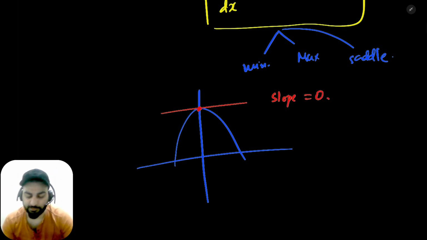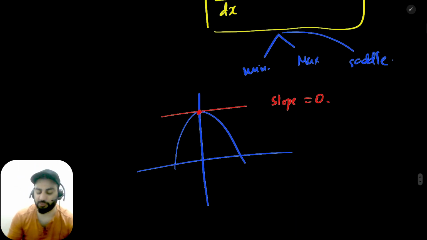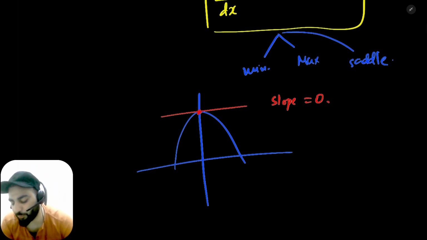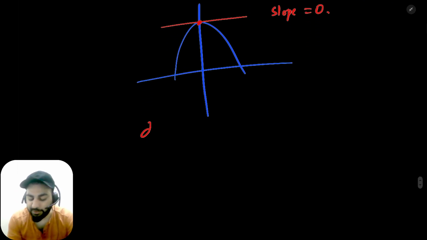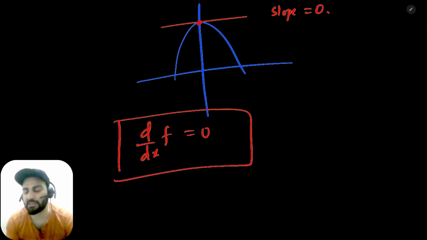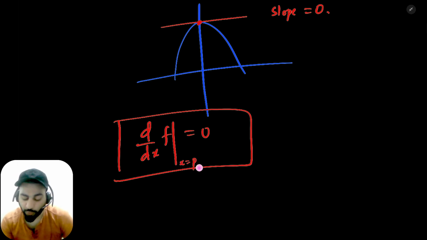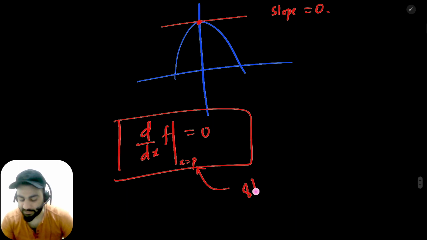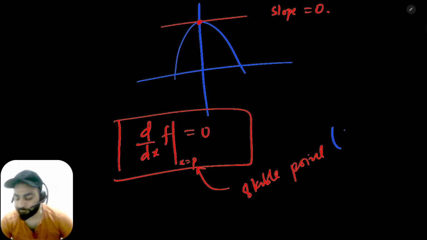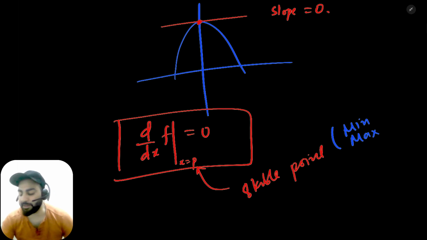Do you see it? Yes, sir. If you see, the slope is 0 at this point. So what I'm telling you is that when the derivative of a function is equal to 0 at some point, let's suppose that point is p, we write that like this: the derivative of f with respect to x at x equal to p. If it is 0, we call this point a stable point. The stable point can be the minima, the maximum value, the maxima, or it can be a saddle point.